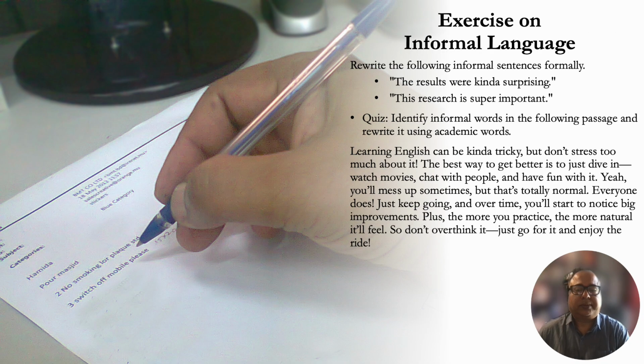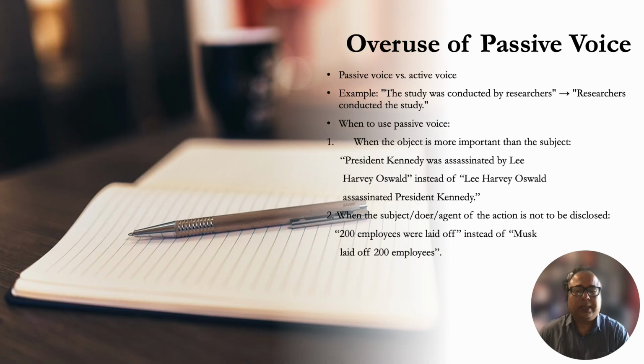So let's do this exercise, and this time I am not going to give you answers because I need you to work by yourself. Otherwise, you will never learn if I keep giving you the answers. So there are some informal words in the passage. Read the passage very carefully, identify the words that are informal, and then replace them with more formal words, academic words. Okay? All right.